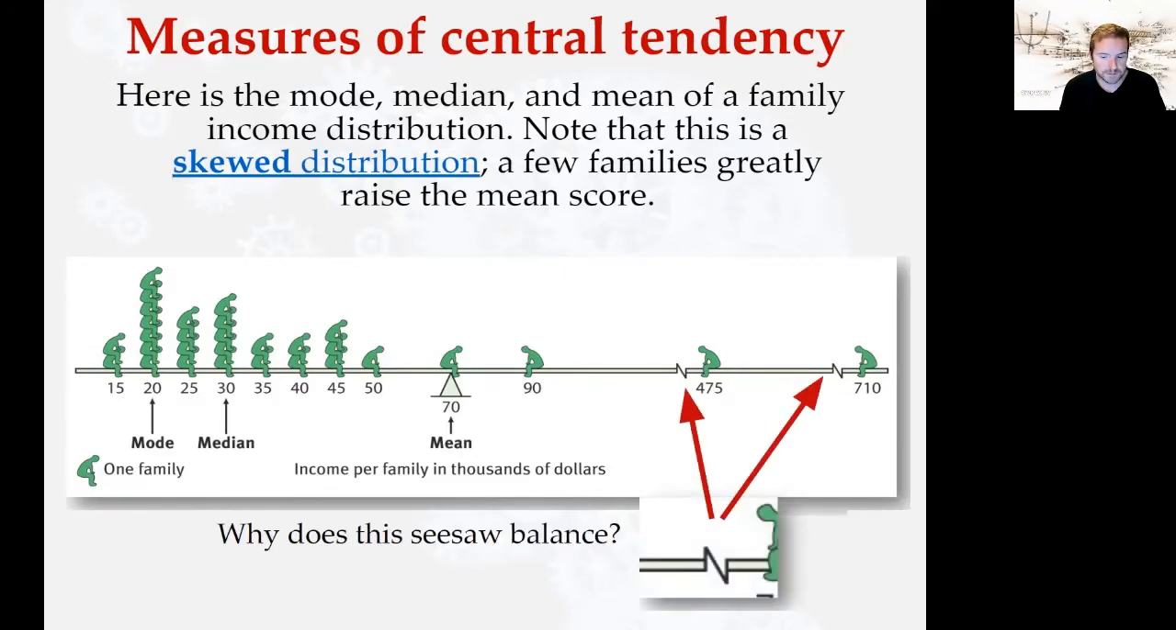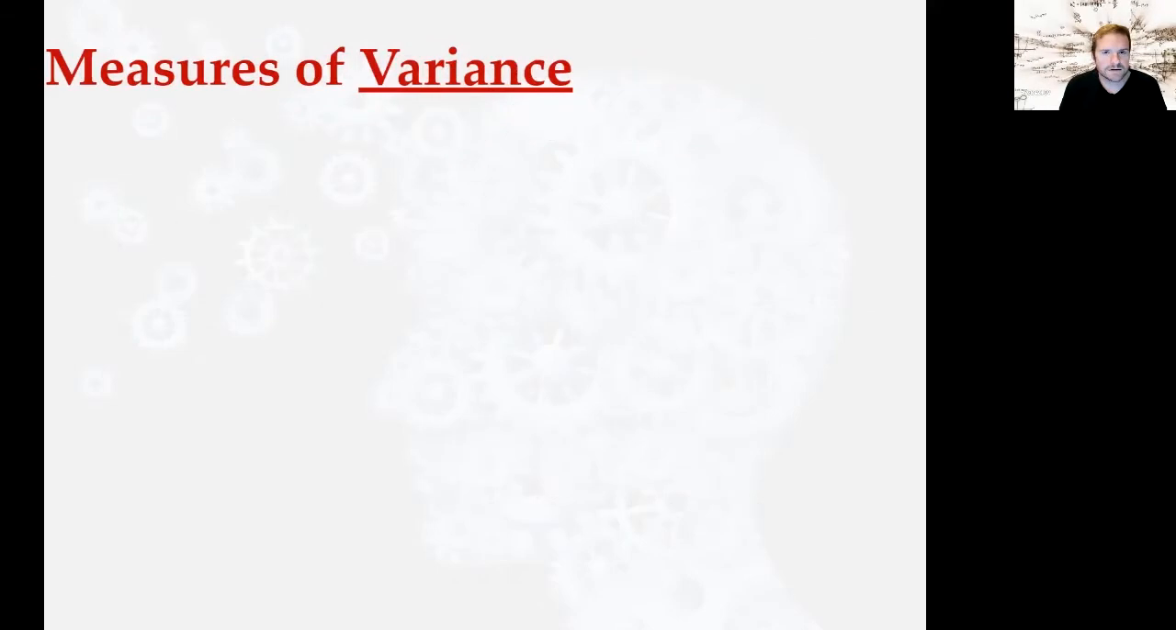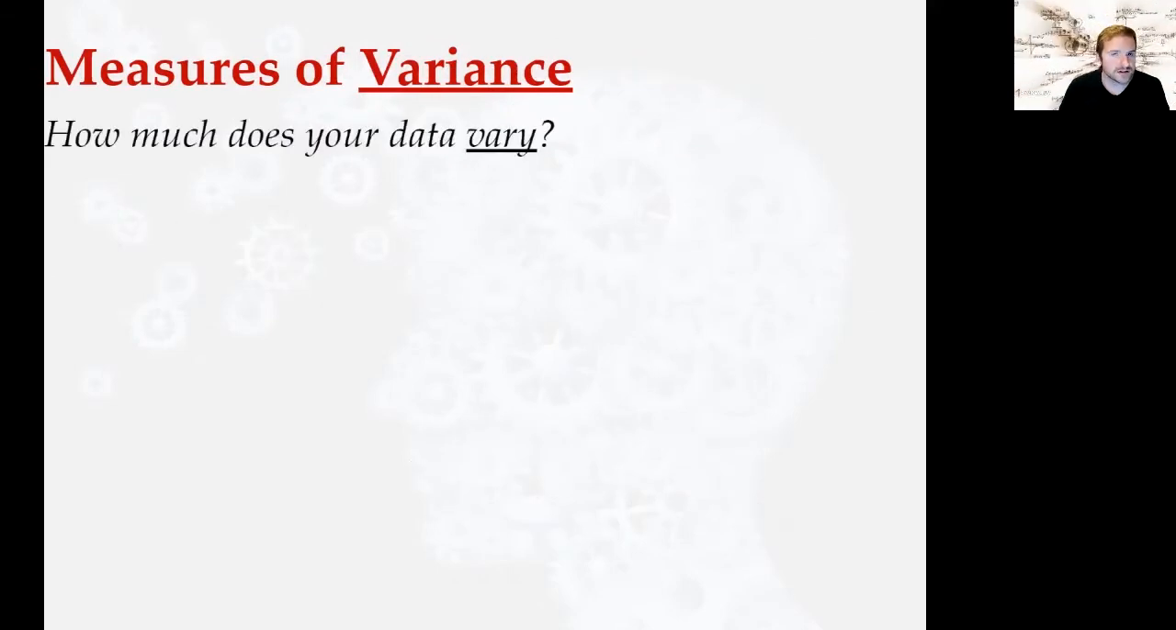Why does this seesaw balance then? It balances because these two family groups, one making $475,000 and one making $710,000, are equal to all of the other people who are making this money. Here's a little bit more about skewed distributions. Measures of variance. How much does your data vary?